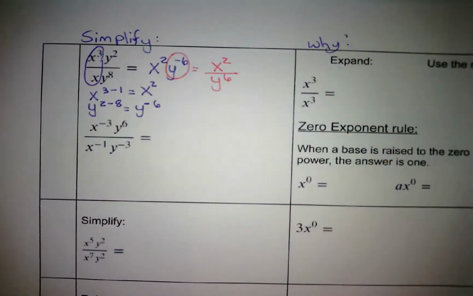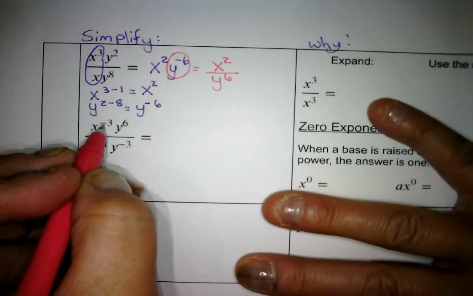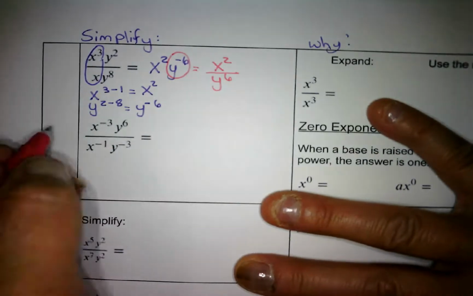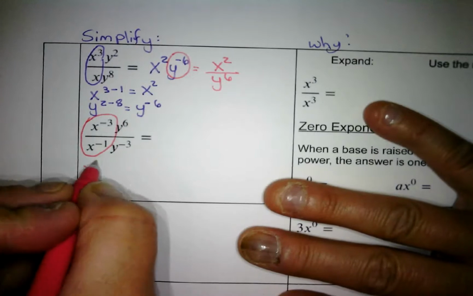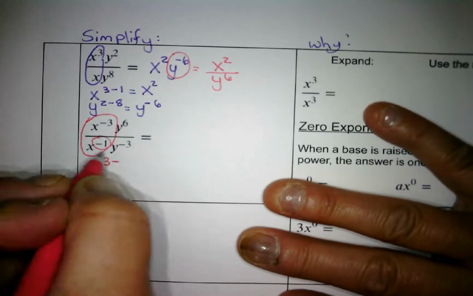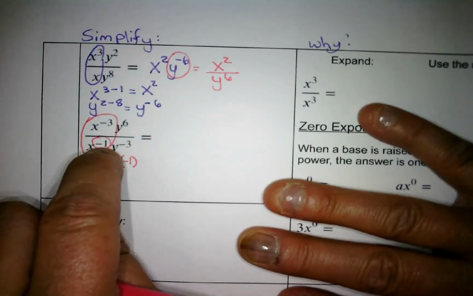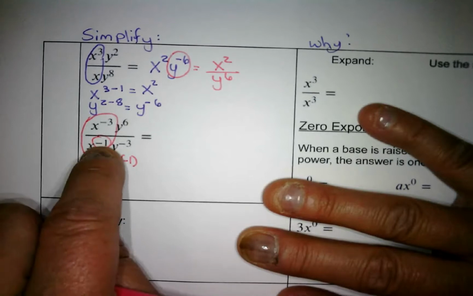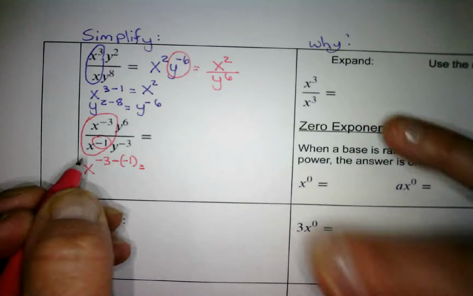Let's go ahead and take a look at the next one. So this one has some negatives in it to start. That's okay. Don't let it trip you up. Now we have x to the negative 3rd minus the negative 1. Remember, we always subtract that exponent in the denominator, so it's minus that entire negative 1. So that's going to be negative 3 plus 1, which is negative 2.